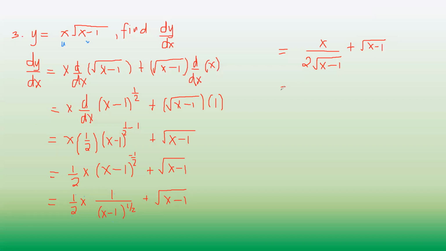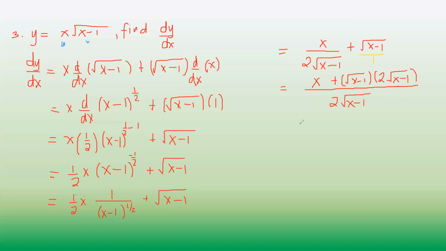Ngayon, pwede itong pagsamahin. Meron tayong LCD na 2 square root of x minus 1. 2 square root of x minus 1, divide mo dito, 2 square root of x minus 1, so 1 times x, so x lang yun. O, operation plus. Ito kasi ay naka-over sa 1, ano? Diba? Over 1 yan eh. Kaya 2 square root of x minus 1 divided by 1 is 2 square root of x minus 1. Multiply mo ngayon doon. Kaya magkakaroon ka ng square root of x minus 1 times 2 square root of x minus 1.